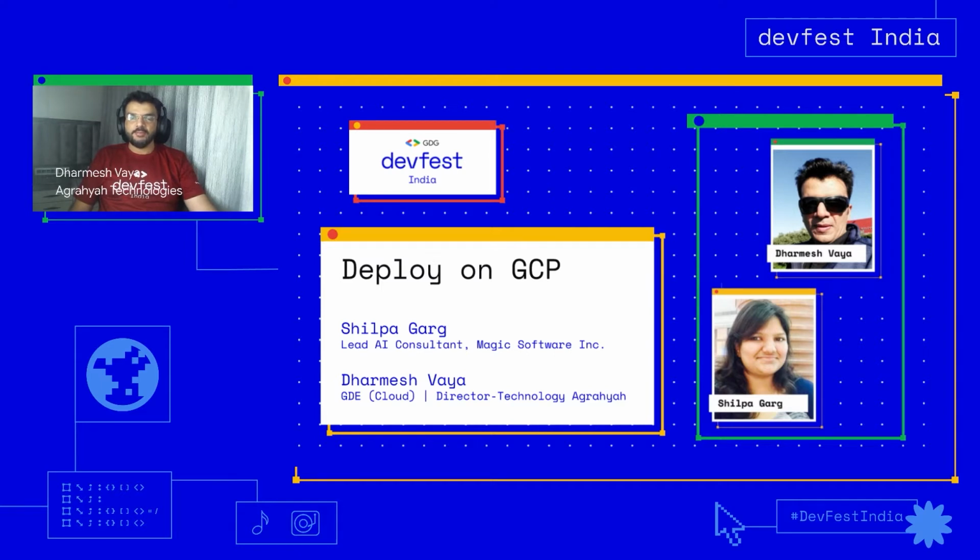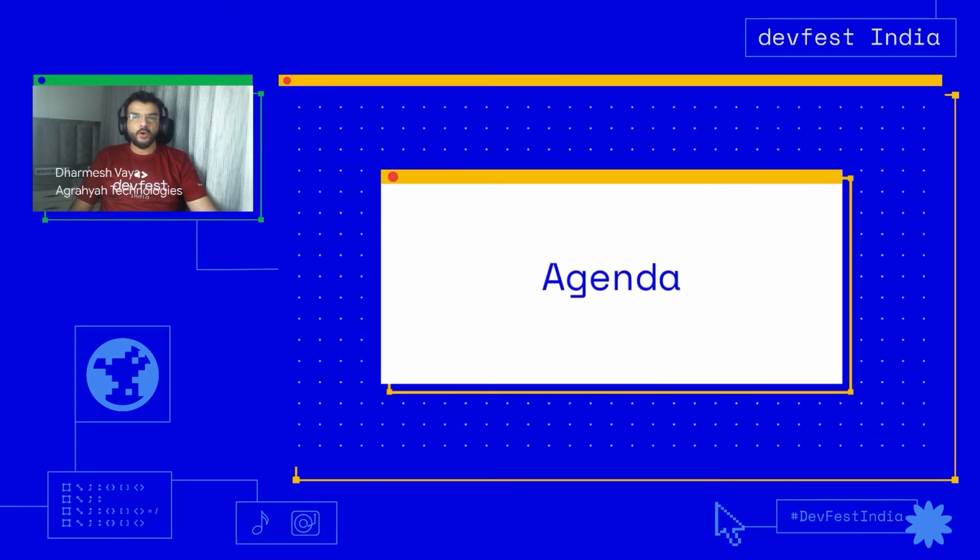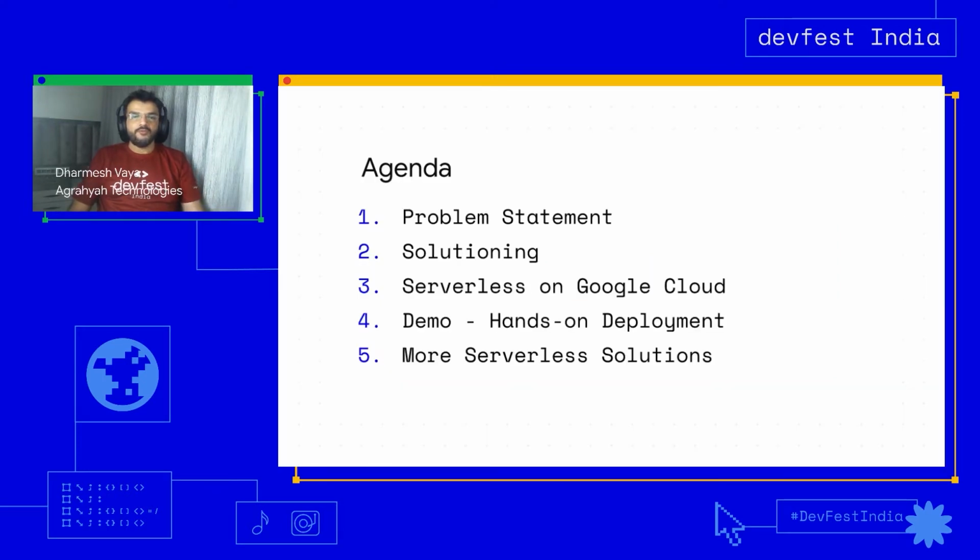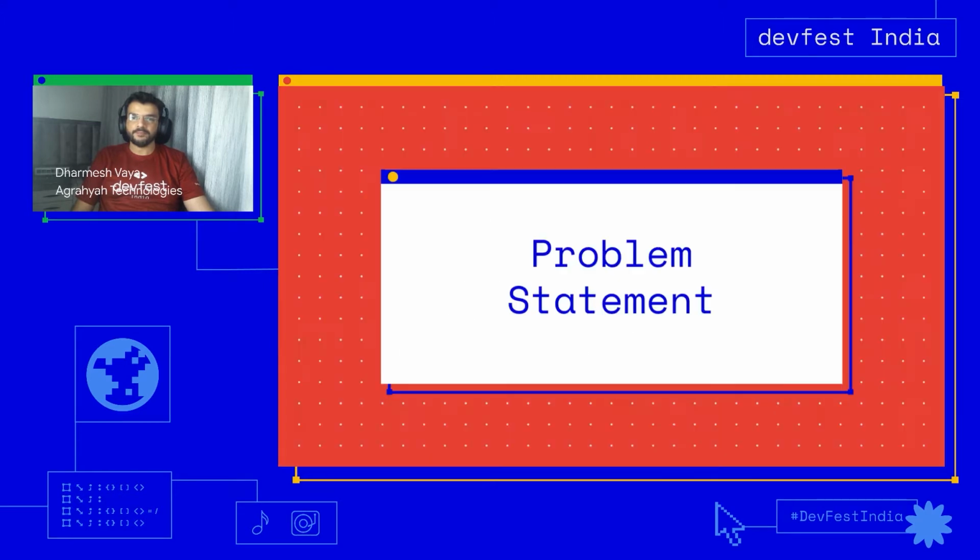To get started, let me give you a quick agenda on what we are going to see in the next 45 minutes. We are first going to define our problem statement and a possible solution around it, something around serverless. So you got the hints that where this talk will lead to, and a fantastic demo on a hands-on deployment of how you can bring your app from zero to excellent scale in no time. And we'll also explore some more serverless solutions that you can use on GCP.